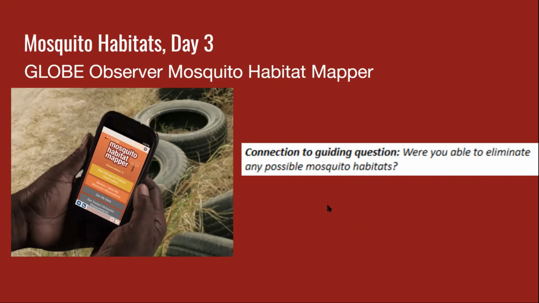Now, there is more to the app. You can just identify habitats, and you can take it further and look at larvae, but this pacing guide does not incorporate the larvae part. So I'll share this video.